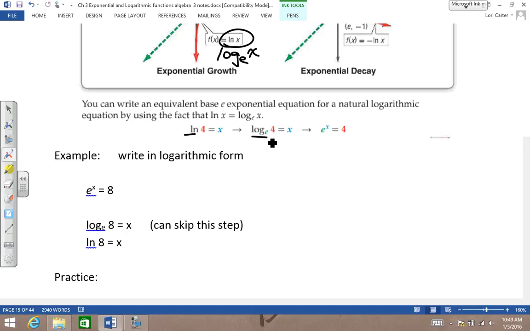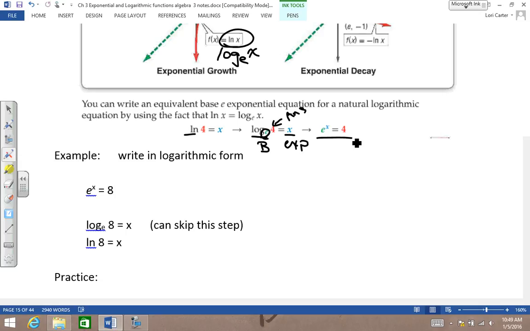What's my base? e. What's the exponent? Nope, nope, nope. This is the base. What do logs always find? They find exponents. So the exponent is x. And then the 4 is the answer or the solution. So it's e to the x equals 4. That's how you rewrite it. Remember, logs find exponents. Natural log is a log, so it finds exponents.